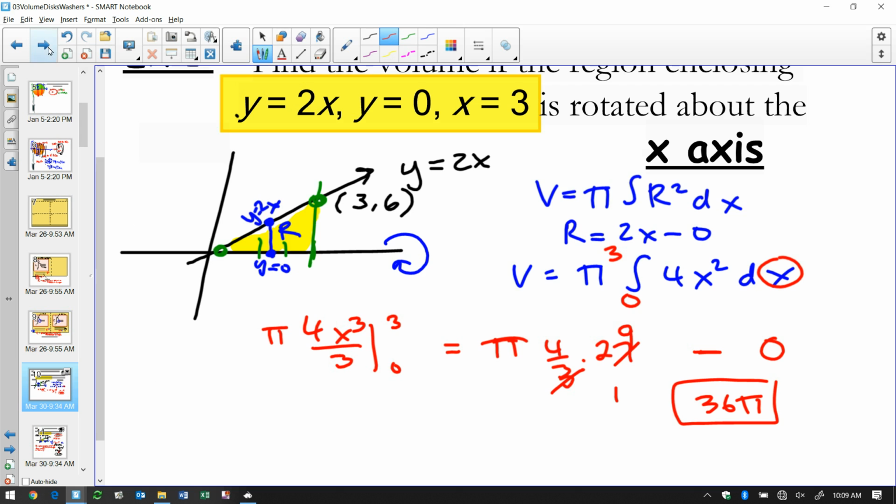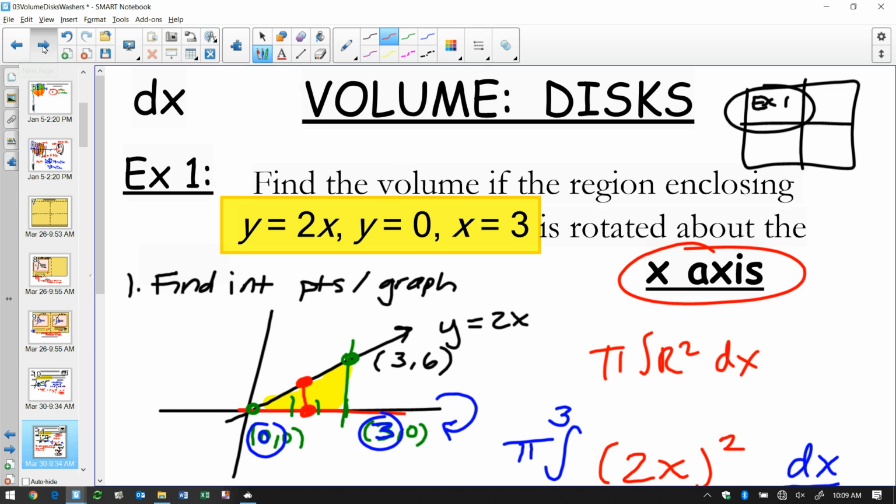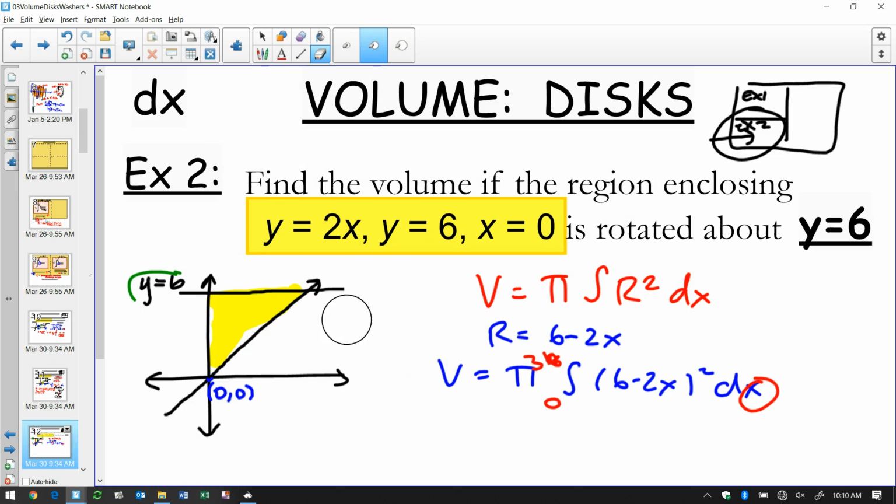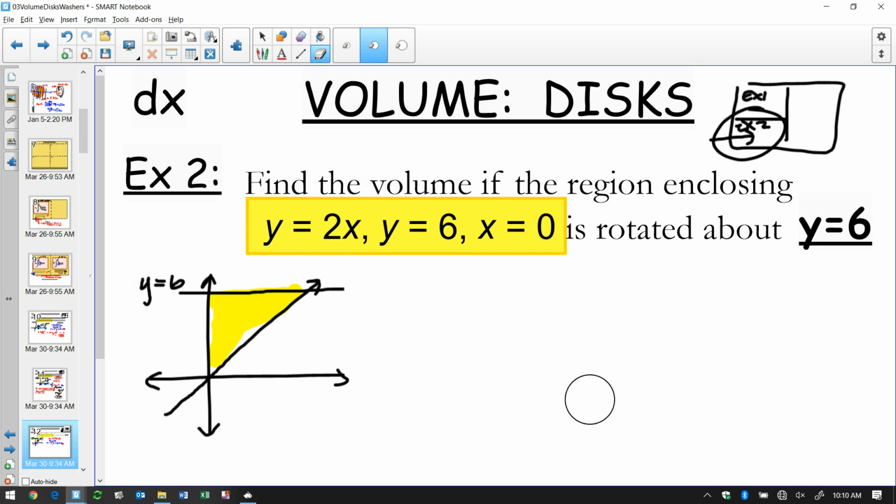All right, let's do another one, and you'll get the hang of these. On the bottom left, so we're still on the dx side, go ahead and draw your region and highlight your region. Look at the bottom left, we're still on dx.